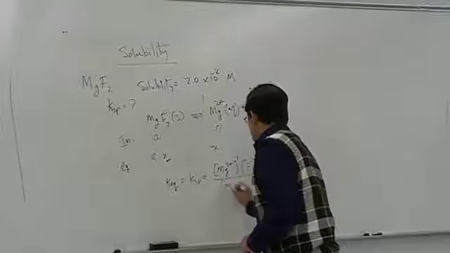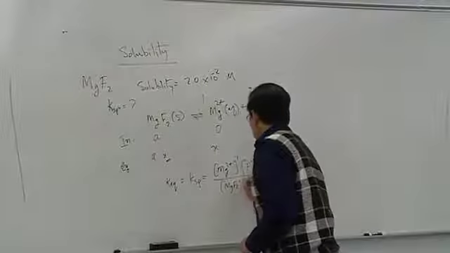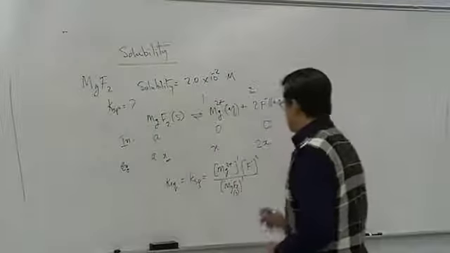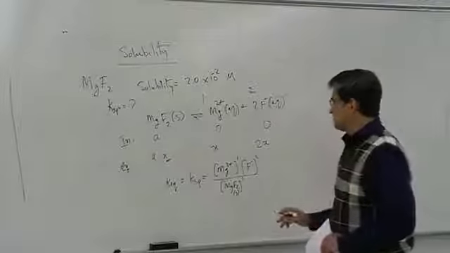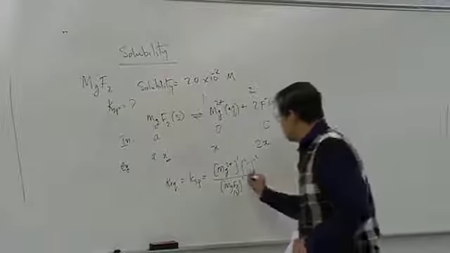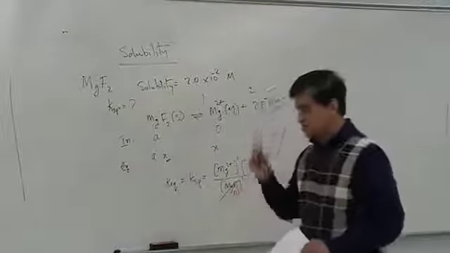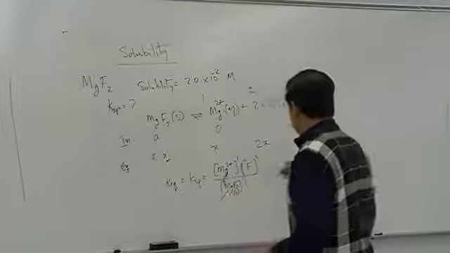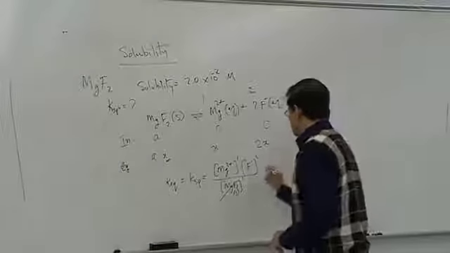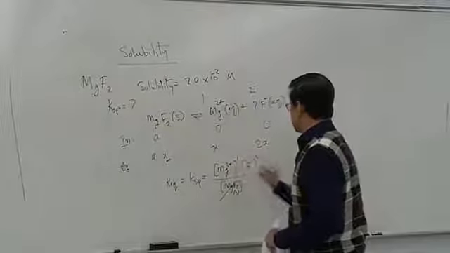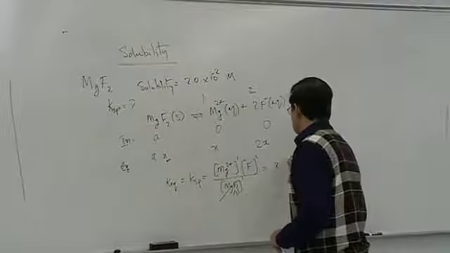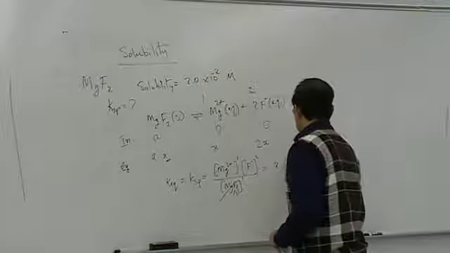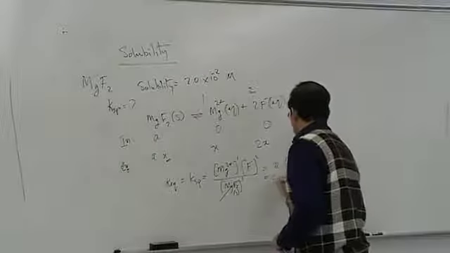And MgF2 raised to the power 1, but that's solid. This is a solid mixed with aqueous solution, so you can ignore it. This concentration doesn't change with time. So just ignore that. So I'm going to use this other value. So it's going to be X times 2X squared. So I have 4X cubed.